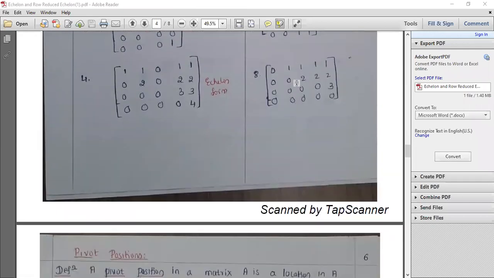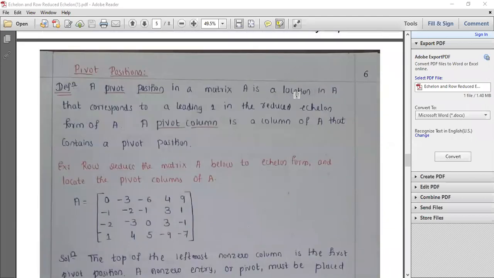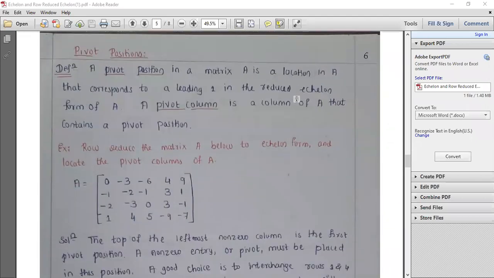Fine. Just do this. Now I'll go with a very, very important concept again, that is the pivot positions. I was talking about the leading entries, also called pivot, right? So now I will tell you what this pivot is all about. However you pronounce it, the spelling has to be correct. So pivot position means what?